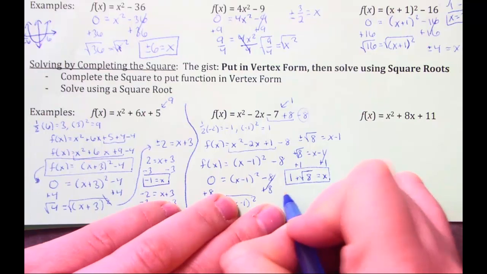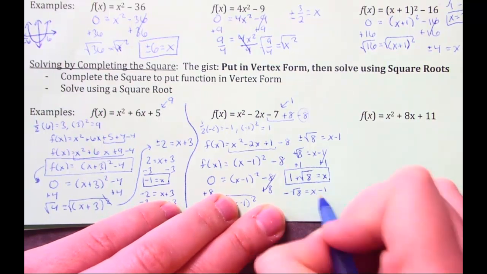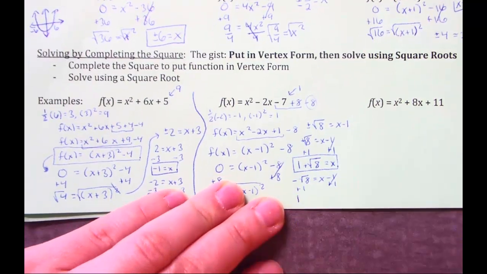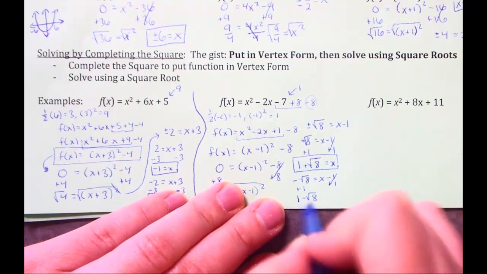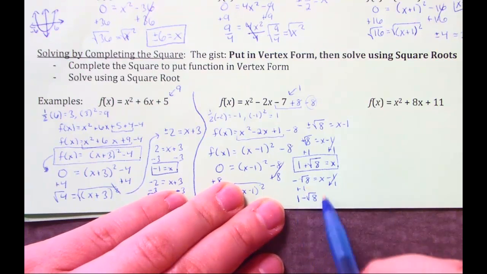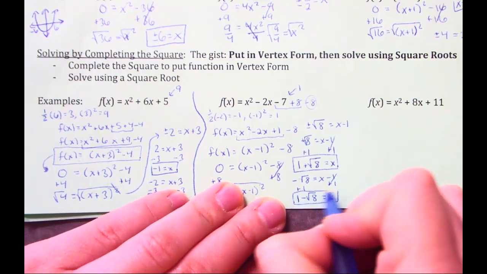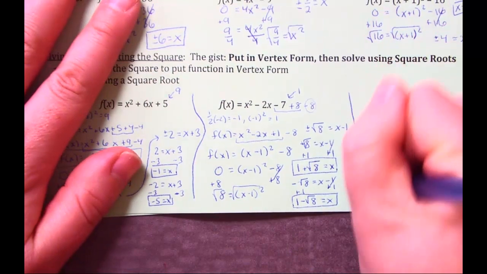Okay, so that's my first answer, 1 plus square root of 8. And then my other answer would be negative square root of 8 equals x minus 1. So I add 1 to both sides there, and now I have a positive 1 and a negative square root of 8. Again, I can't combine them, so I just leave them as two separate things, the 1 and the negative square root of 8. I'm going to put the 1 first, so it's not a question as to whether or not it's underneath my square root, equals x.